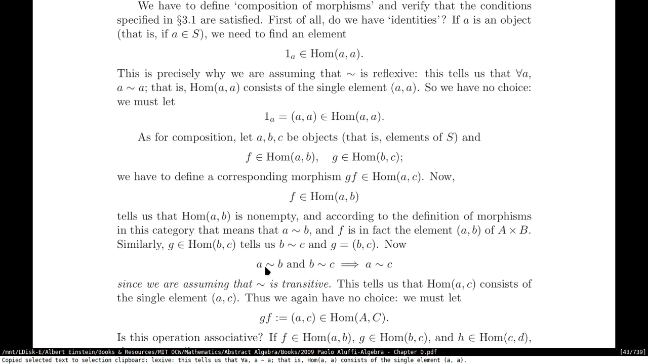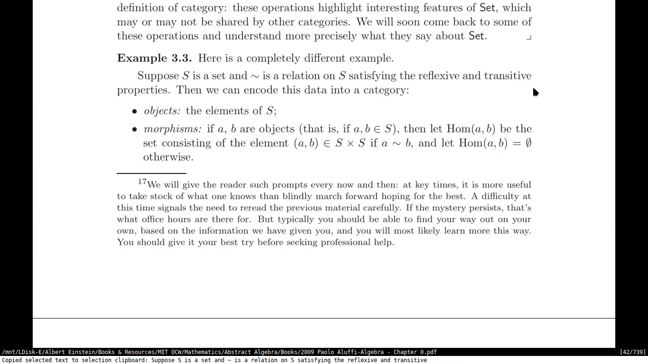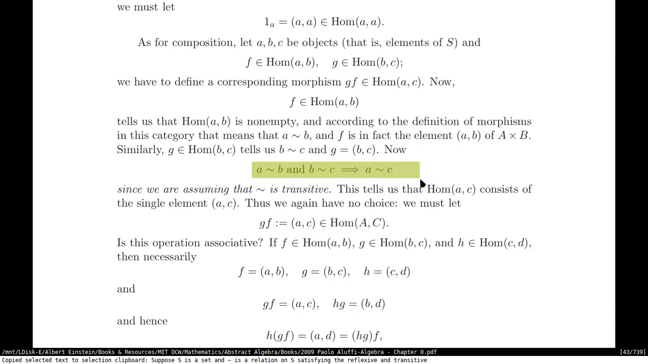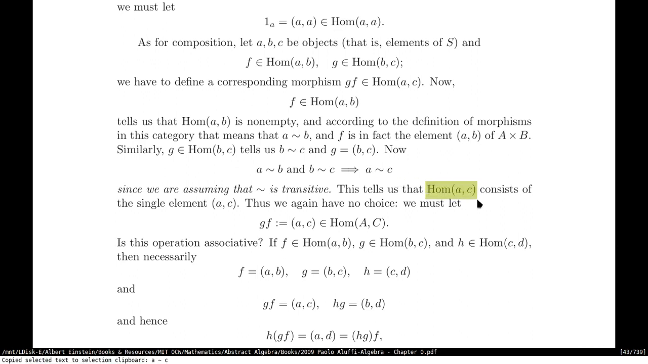Now, if A is equivalent to B and B is equivalent to C, then that implies we can have A equivalent to C, because we know that the equivalence relation that we have is transitive, right? So you can have this implication. That tells us that we can have A identified to C. So this is going to be an element in Hom set AC, and that is by definition GF, because GF is in this Hom set. That shows that the composition of these morphisms is well defined.